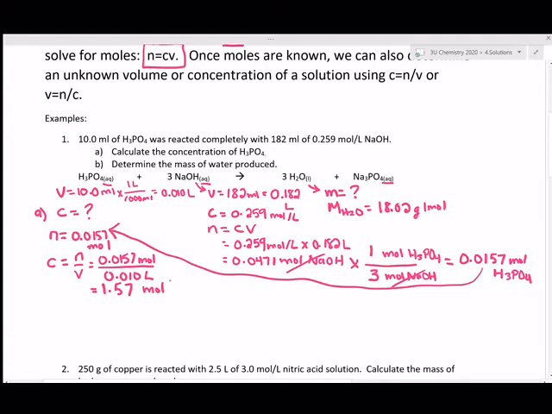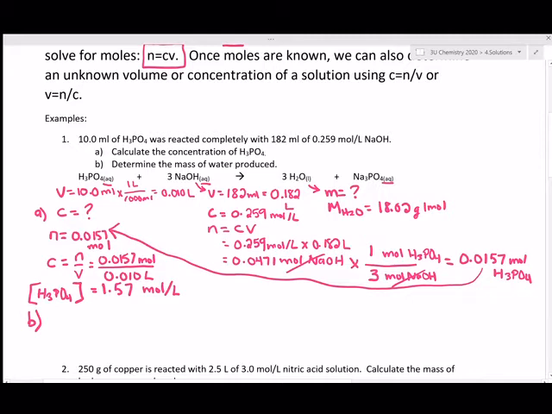My concentration is 1.57 moles per liter. And that we can write, just to summarize here, concentration, but what is it of? Phosphoric acid. And if you put it in square brackets, then that says the concentration of phosphoric acid is that. Okay, that is part A. We have now solved what the concentration of that acid had to have been to completely react with the sodium hydroxide.